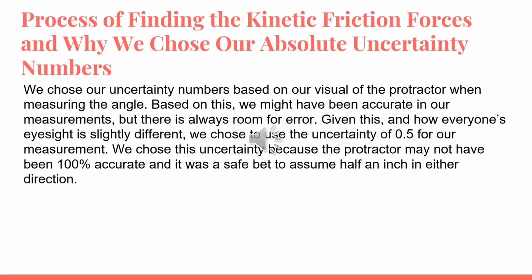We chose our uncertainty numbers based on our visual of the protractor when measuring the angle at which the blocks began to slide. Based on this, we might have been accurate in our measurements, but there is always room for error. Given this, and how everyone's eyesight is slightly different, we chose to use an uncertainty of 0.05 for our measurement. We chose this uncertainty because the protractor may not have been 100% accurate, and it was a safe bet to assume half an inch in either direction.